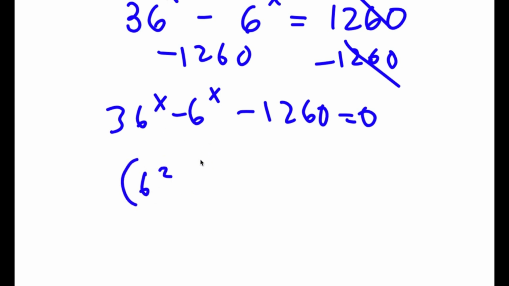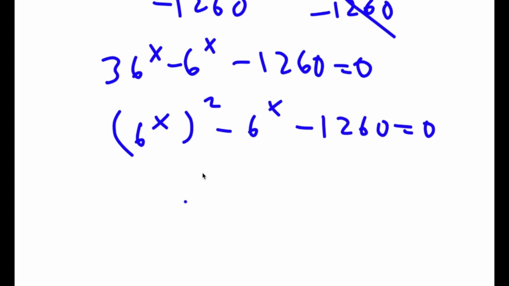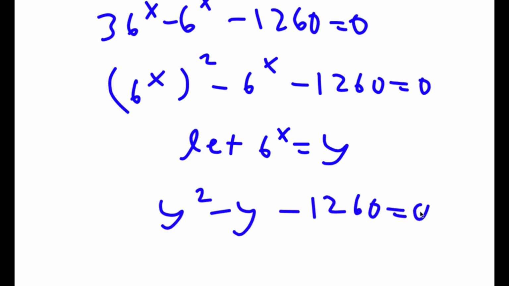So this is the same thing as 6 to the power of x squared minus 6 to the power of x minus 1260 is equal to 0. Now I'm going to let 6 to the power of x equal to the variable y. So now I have y squared minus y minus 1260 is equal to 0.